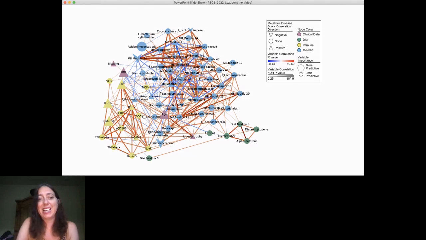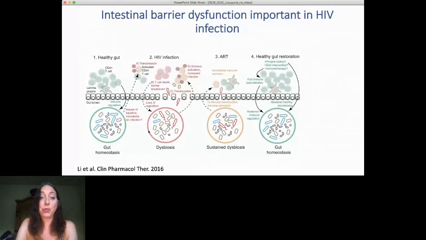So since this is complicated to understand, we wanted to delve into this network to look at more specific hypothesis-driven features. And so I'm going to step back to a slide I showed you earlier where I was talking about our motivations. One main factor we're very interested in is bacterial translocation as a driver of systemic immune activation and comorbidity. And so the measure that we used for intestinal barrier dysfunction was LPS binding protein, or LBP.